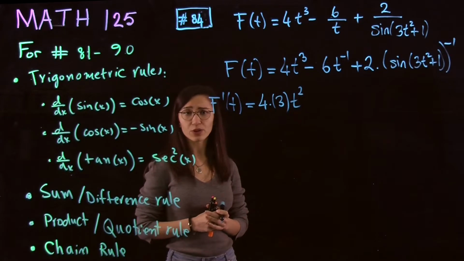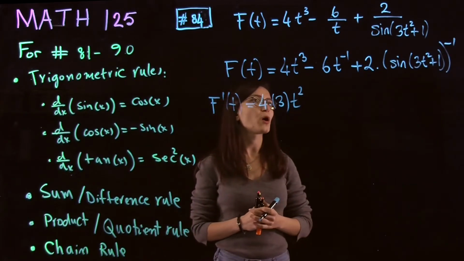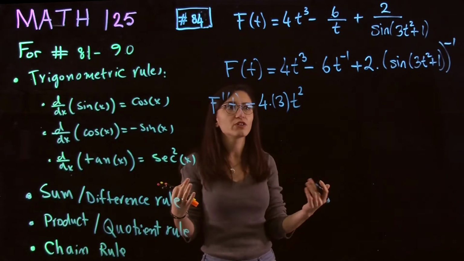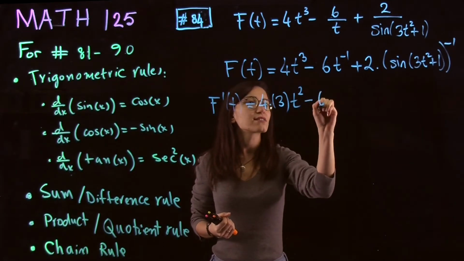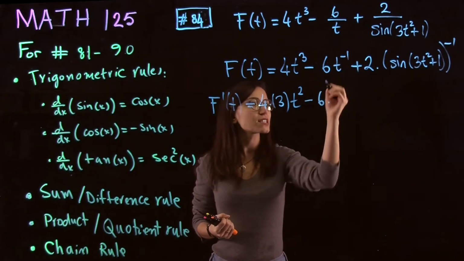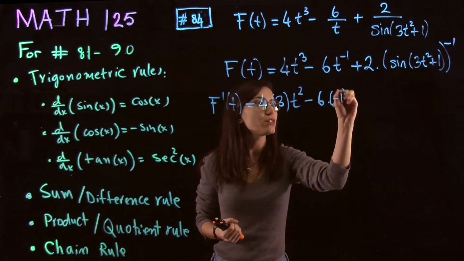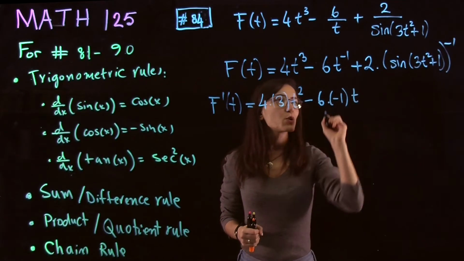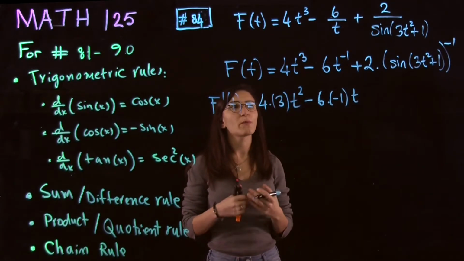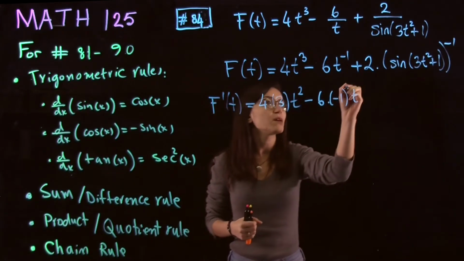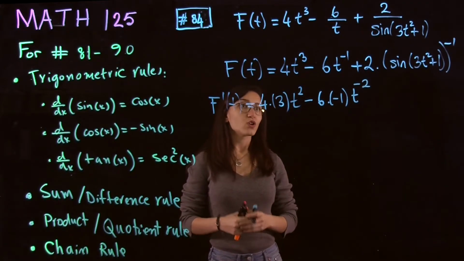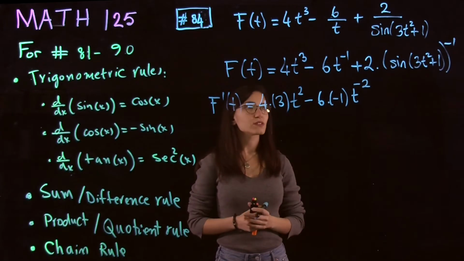Now I am done with the first term, so let's look at the second term. Second term also looks like a power, so I need to apply the power rule again. So I have minus 6, and I want to bring this exponent here. I need to be a bit careful. Don't forget the negative 1. Times, I need to subtract 1 from the exponent. So minus 1 again becomes minus 2. Be careful with these calculations. Plus, so now I am also done with the second term.